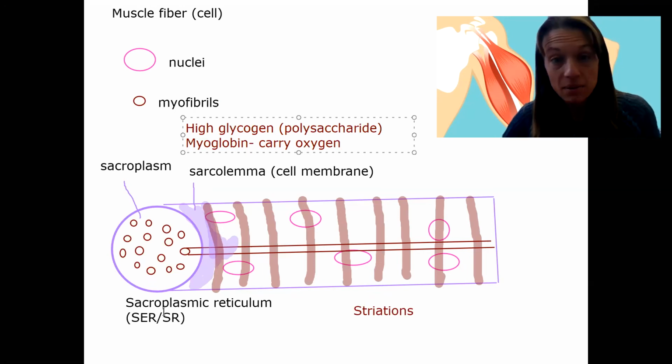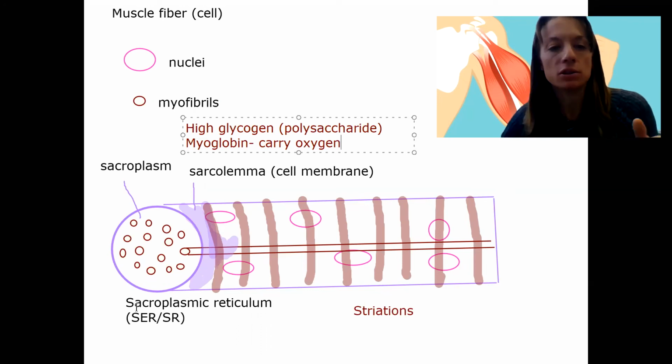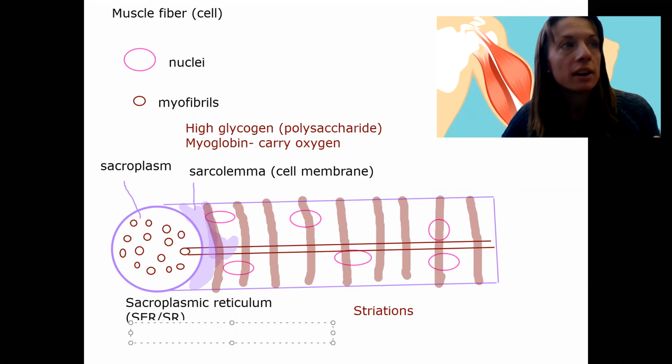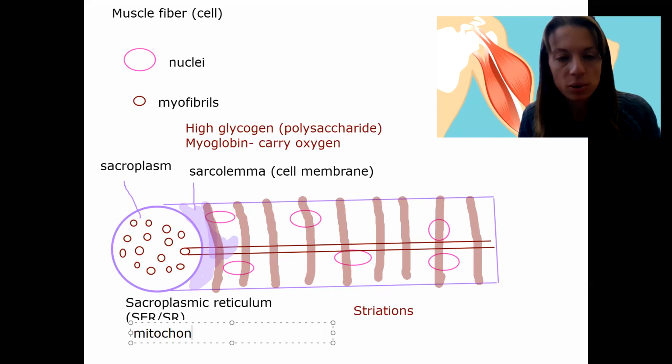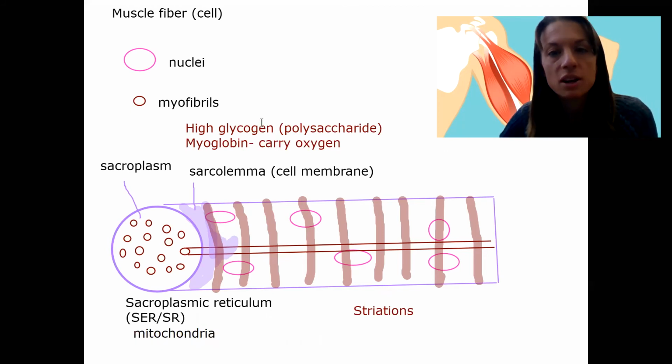And lastly, I just want to point out one other organelle. Down here, we've got sarcoplasmic reticulum. That's a specialized organelle. Another organelle that is important in muscles, what do you think? I just thought of it when I told you about glycogen and myoglobin. Mitochondria. Mitochondria are going to use this glycogen, use glucose, the subunit of glycogen, and use glucose to make ATP.